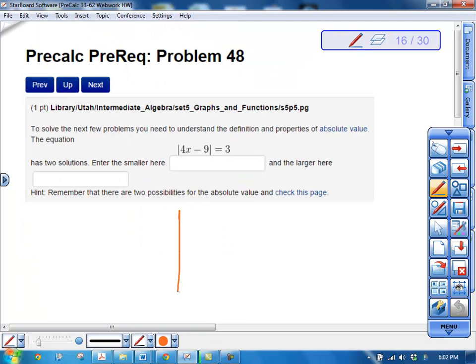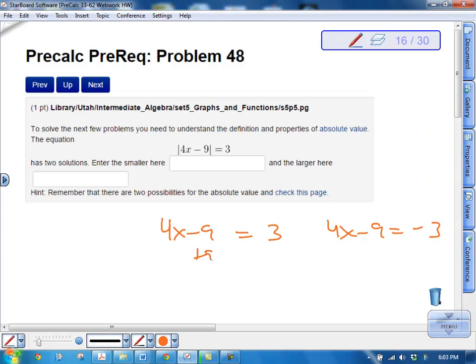Alright, next problem is an absolute value. We're asking basically when this absolute value equals 3, so there are 2 solutions, and we can find them by taking what's inside of the absolute value, setting it equal to 3, and taking what's inside of the absolute value and setting it equal to -3, and solving. So when I add 9, I get 4x equals 12, divided by 4, you get x equals 3. And in this one, when I add 9, I get 6, divided by 4, that's 3 halves. So I get 3 halves and 3.